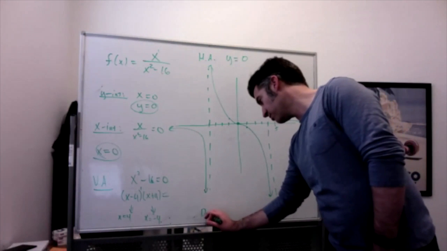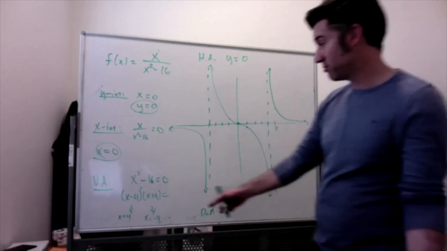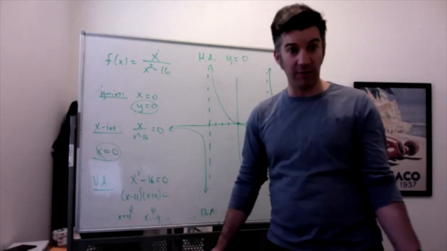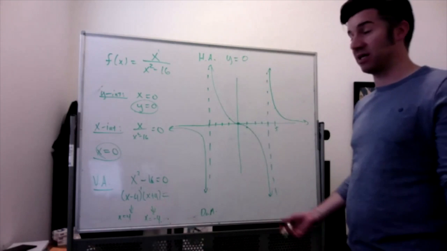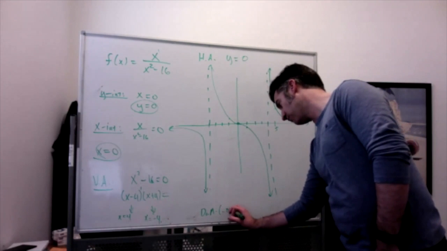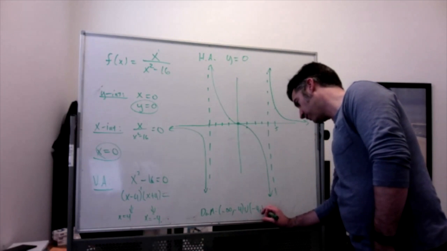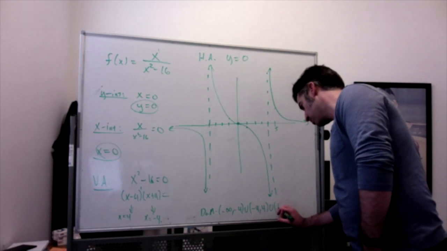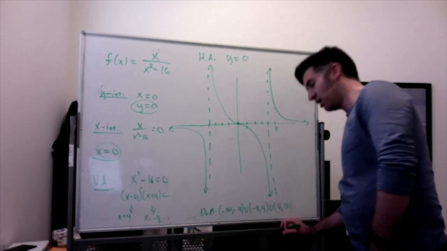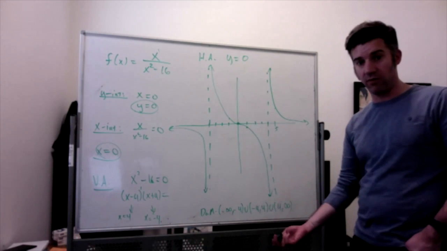What's the domain? Well, what's not in the domain? The vertical asymptote is definitely not in the domain. So the domain here is everything except for negative 4 and 4. The way we write that is negative infinity to negative 4, union negative 4 to 4, union 4 to infinity, where everything's in parentheses because we don't include infinities and we don't include 4 or negative 4.